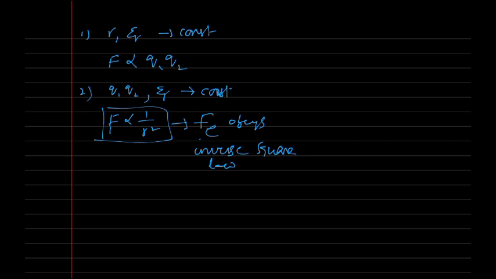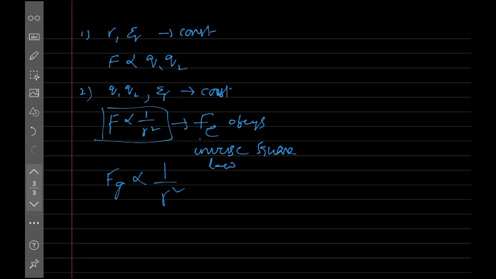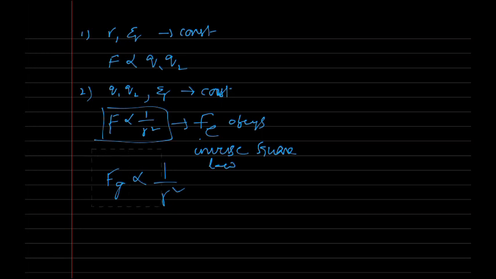From the relation itself you can read it out: the force is inversely proportional to the square of the distance. That means it obeys the inverse square law, just like gravitational force. The gravitational force, as we have studied, is also inversely proportional to the square of the distance between the two objects. Similarly, electrostatic force also obeys the inverse square law, just like gravitational force.